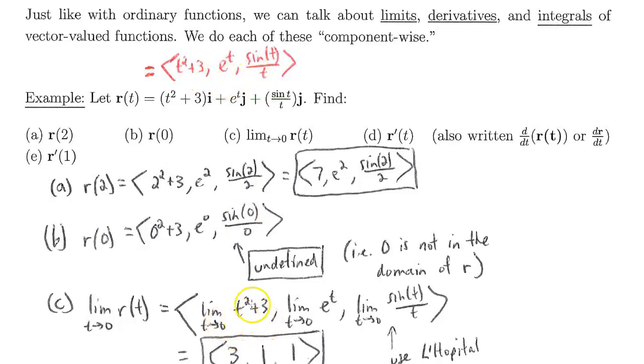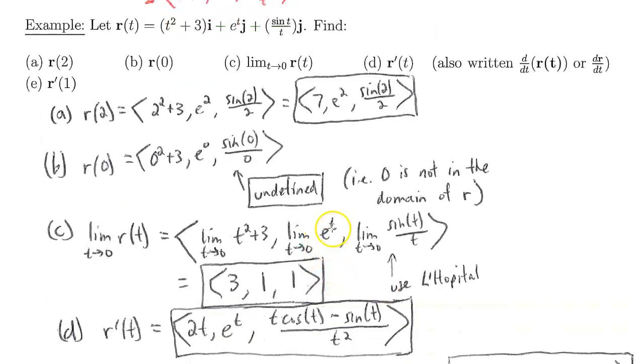In the first coordinate, we're just going to get 0 plus 3, which is 3. Then e to the 0 is just 1. But what about this last one? What's the limit as t approaches 0 of sine of t over t? Well, we could use L'Hopital's rule, because we have a 0 over 0. If you do that, you'd have the limit as t approaches 0 of cosine of t over 1. But remember, cosine of 0 is 1, so you get 1 over 1, which is 1. So even though r of 0 is undefined, the limit as t approaches 0 of r of t does exist. That limit exists, and this is the vector.